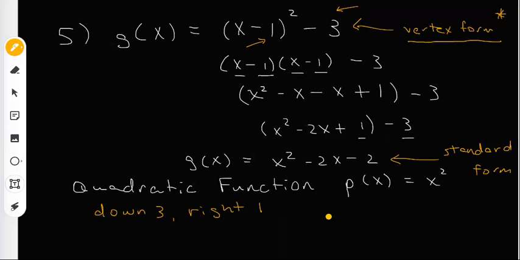It's really hard to tell from the standard form what actually is going on with the function. So when you're doing transformations, it's much easier to look at the vertex form, but you can go back and forth between both. All right. We're going to look at 6 and 7 on the next slide.